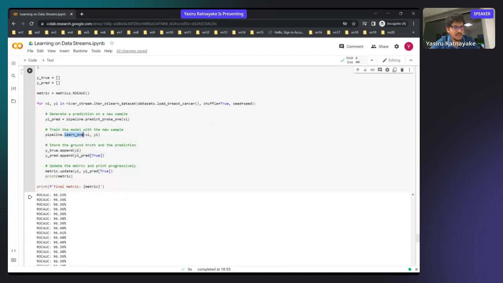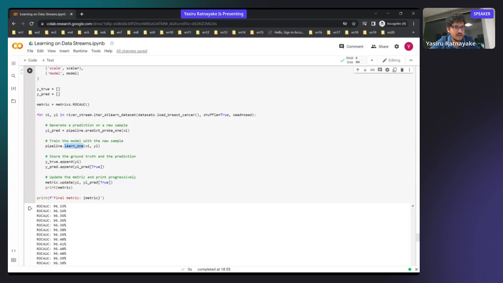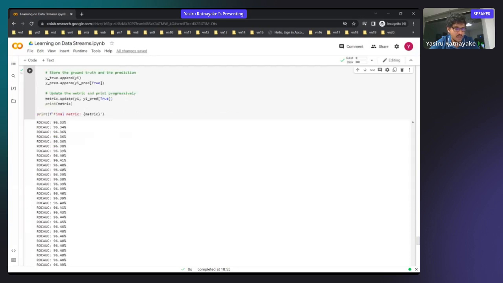Because I use this predict_proba, I'm going to have to use this over here. But I'm also going to, in the same step, update the metric. This metric object that I instantiated here has an update method. So I'm going to call that with the ground truth as well as the predictions, and I'm going to keep printing that metric. And at the end, I'm going to try to print the final metric as well.